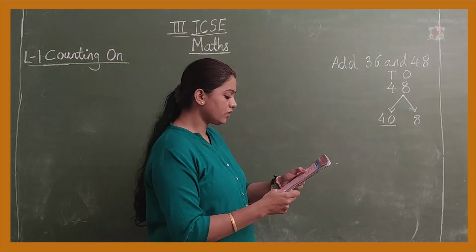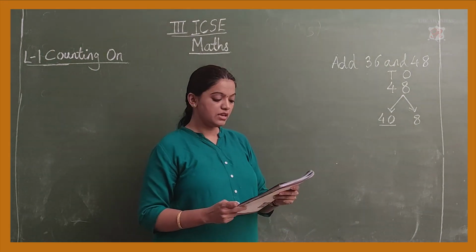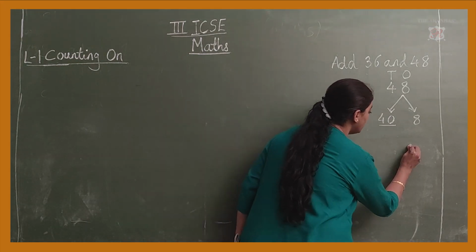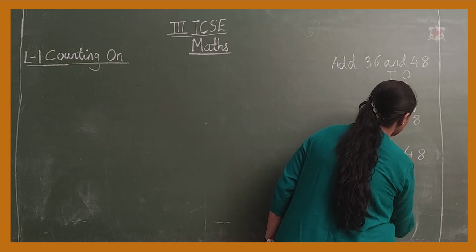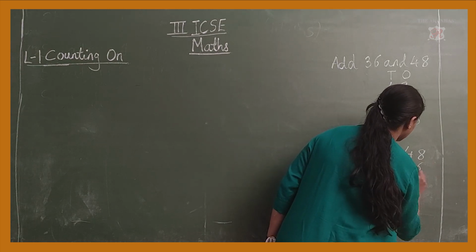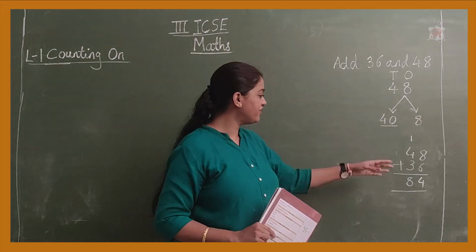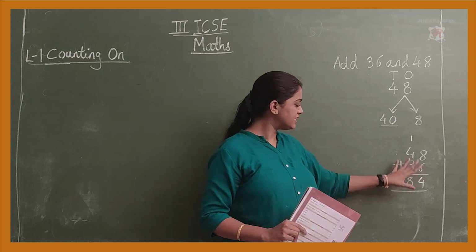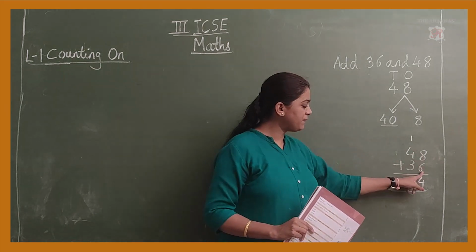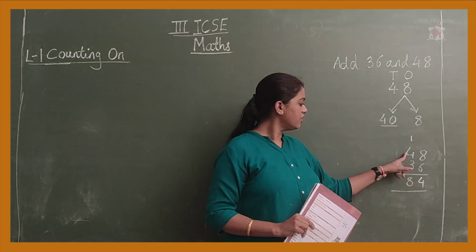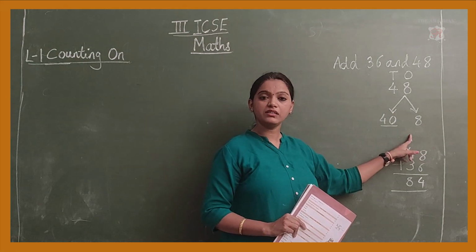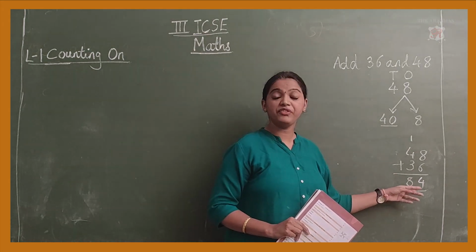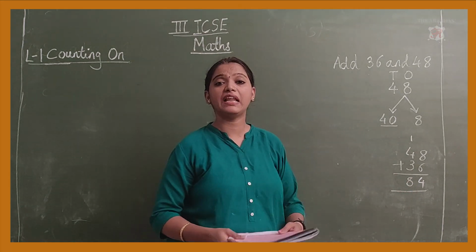Now we have to add the leftover number. Before, we used to do 48 plus 36. In the previous class, we did addition in this format, that is your ones and your tens. In this previous format, 8 plus 6 becomes 14. You carry forward the one to the tens place, so 4 plus 1 is 5, 5 plus 3 is 8. Now we will see this in the form of landmark numbers.